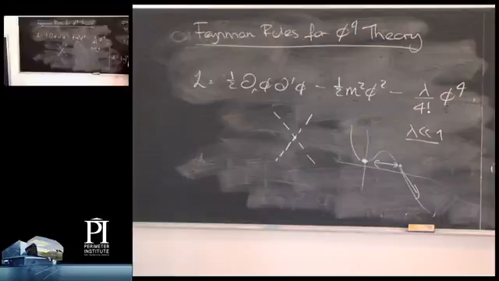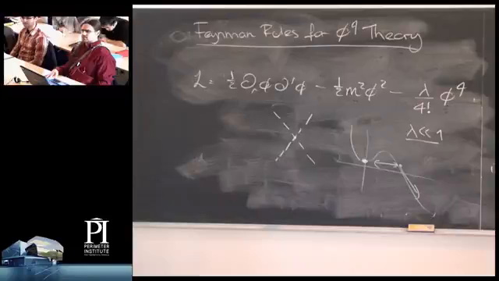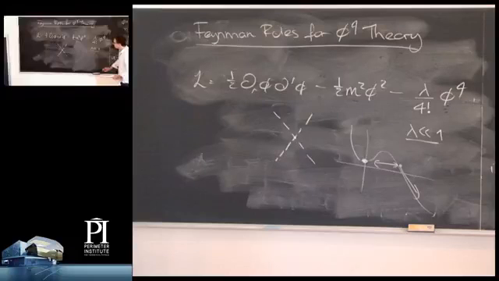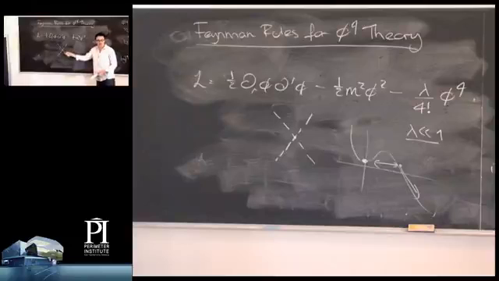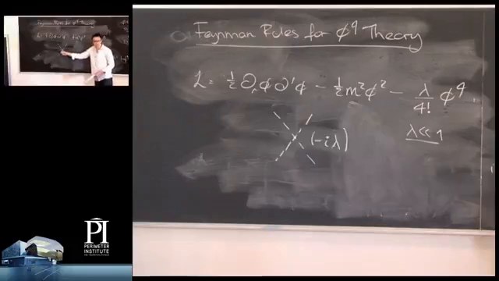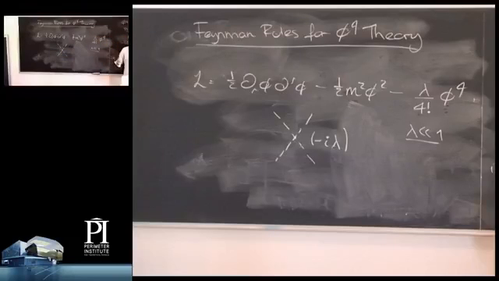Just to go back a little bit, I'm having a little bit of trouble: why does a phi to the 4th correspond to a 4-valent interaction? Let me tell you what the Feynman rule is for this, and then explain why that's the Feynman rule, and at the same time we'll see why this is needed. Are there any other questions?